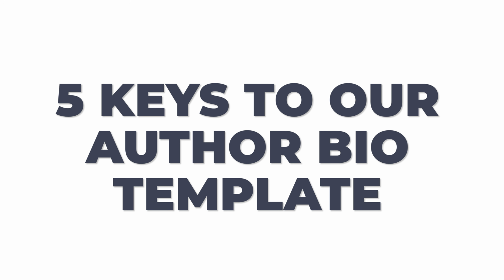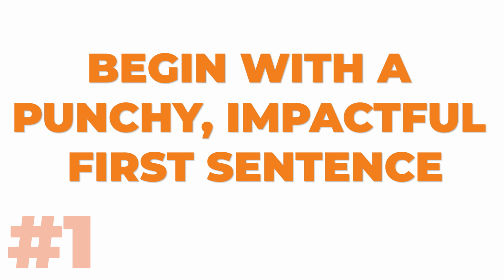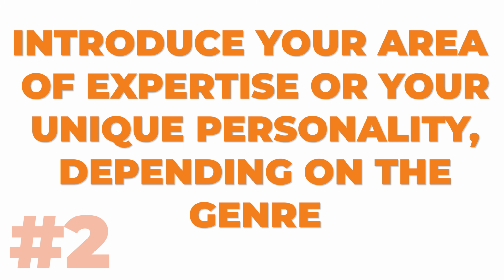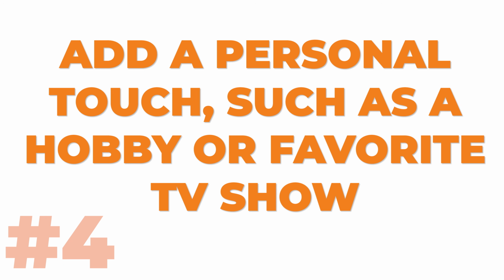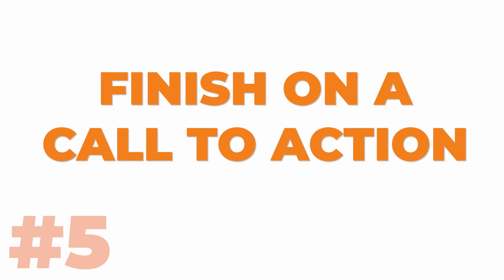our author bio template. Number 1 is begin with a punchy, impactful first sentence. Number 2, introduce your area of expertise or your unique personality, depending on the genre. Number 3, build credibility without overly bragging. Number 4, add a personal touch, such as a hobby or favorite TV show. And number 5, finish on a call to action. Check out the new book, follow on social media, etc. Now, this is a great list, but let's see how we can integrate that into our author bio.